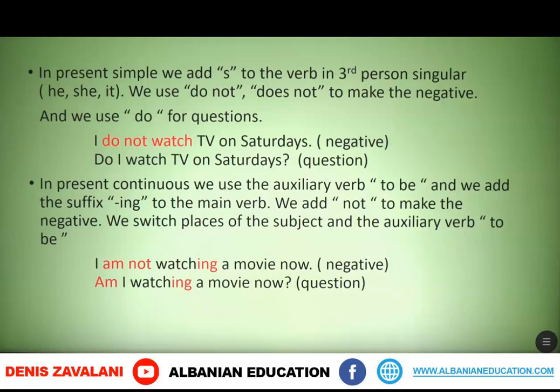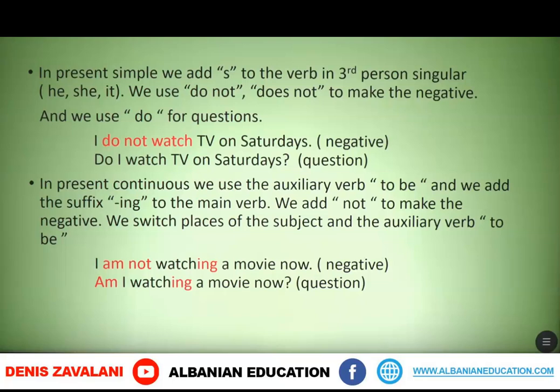In present simple, we add s to the verb in third person singular. Third person singular includes he, she, it, the pronouns. And we use do not or does not to make the negative sentences. And we use do also for the questions. For example, I do not watch TV on Saturdays. This is a negative sentence. Do I watch TV on Saturdays? This is a question one.